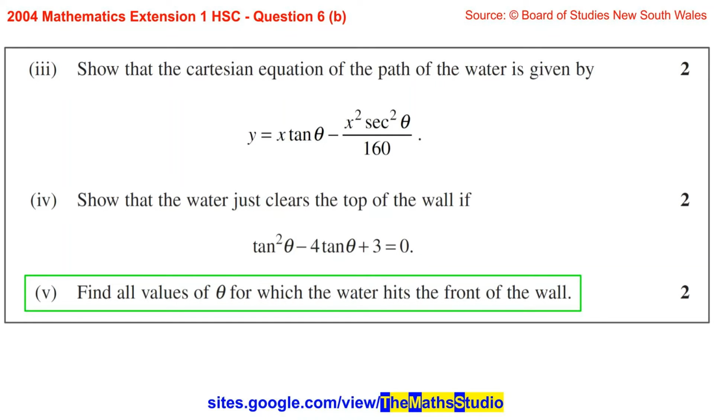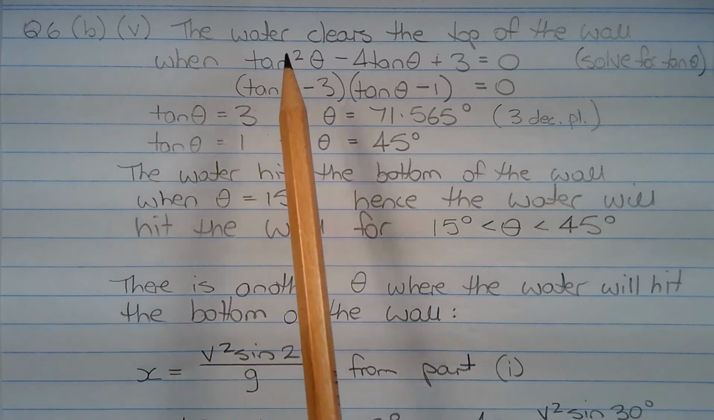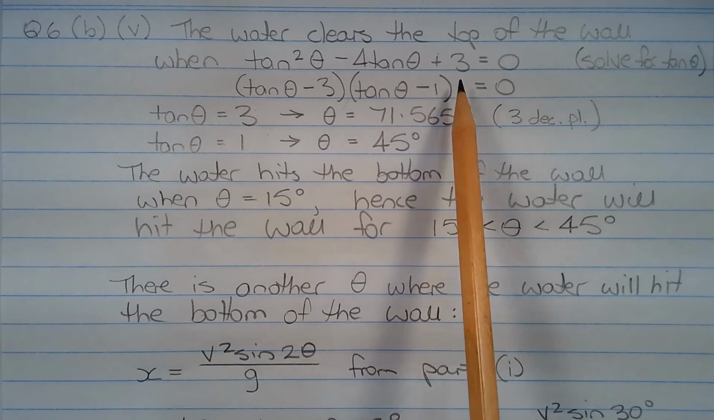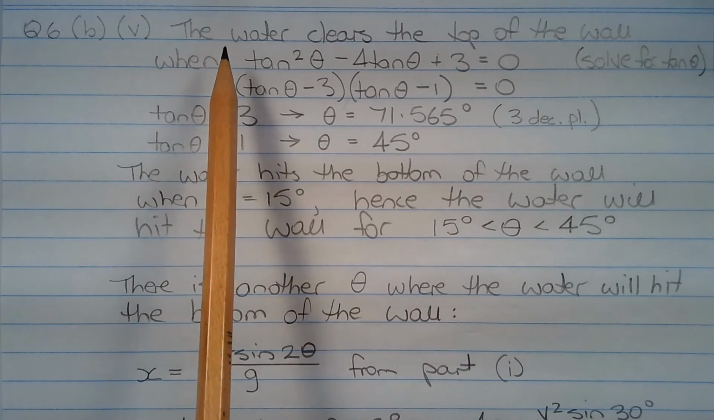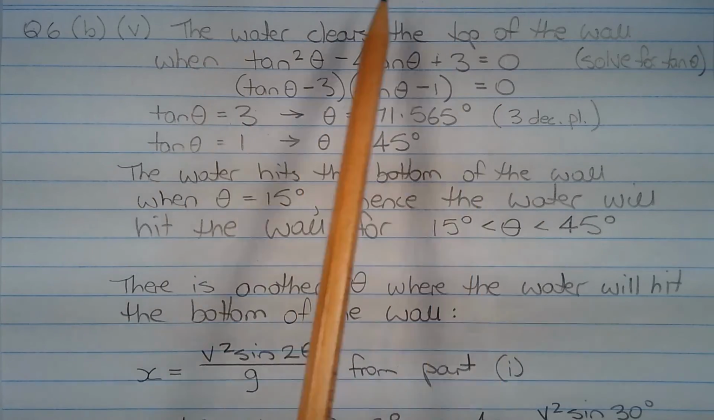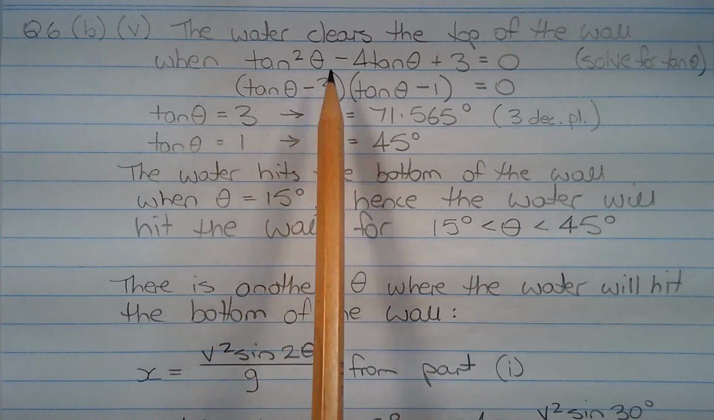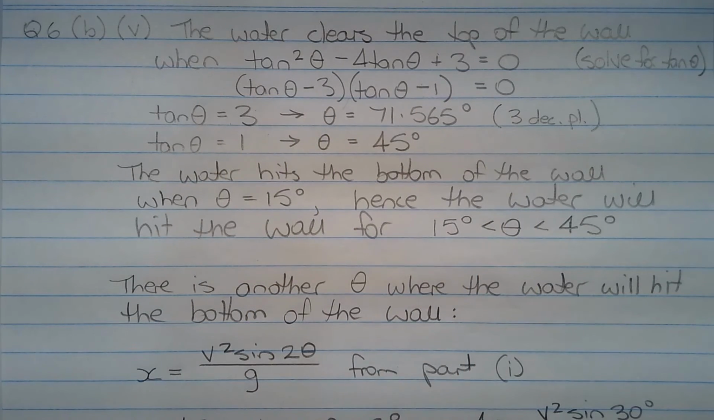Part 5. Find all values of theta for which the water hits the front of the wall. From part 4, the water clears the top of the wall when tan squared theta minus 4 tan theta plus 3 equals 0. Solving for tan theta by treating this as a reducible quadratic equation and factorizing the left-hand side, we get tan theta minus 3 in brackets times tan theta minus 1 in brackets equals 0.